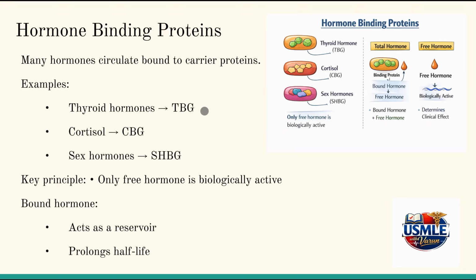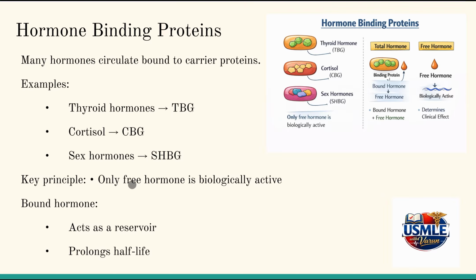So let's discuss hormone binding proteins. Many hormones circulate bound to carrier proteins, which prolong their half-life. Many hormones don't just circulate freely; they bind to a carrier protein and circulate in a bound state. This binding with the carrier protein helps to prolong the half-life in the bloodstream.